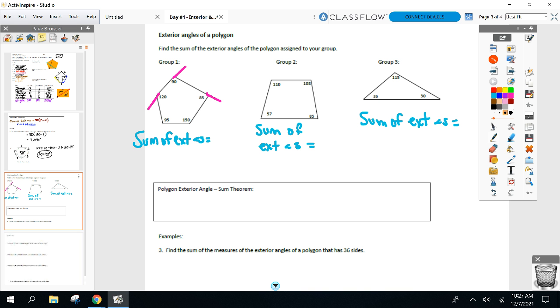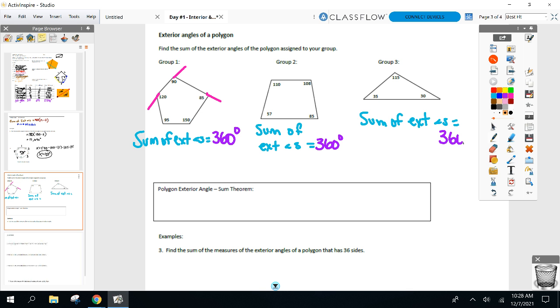Group 1. 360 degrees. They should all add up to 360. Oh, okay. Group 2, what do we got? Also 360. That's crazy. And group 3? Also 360.